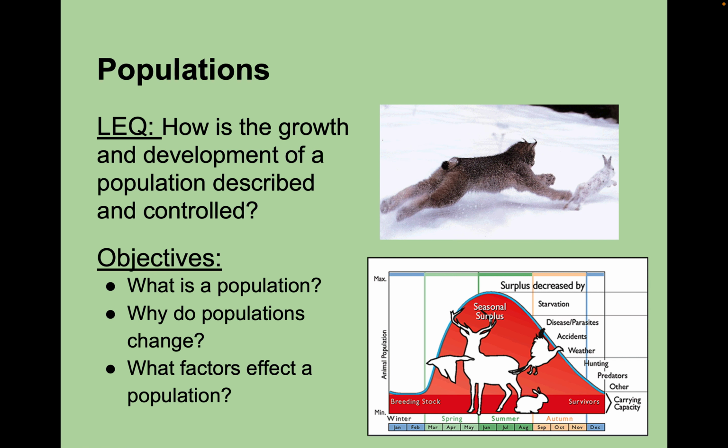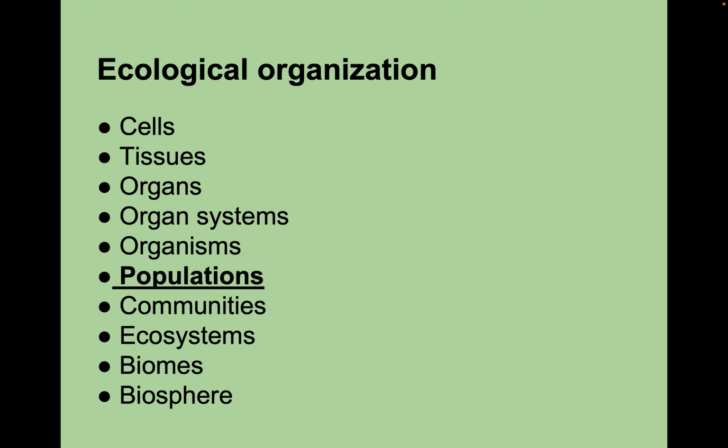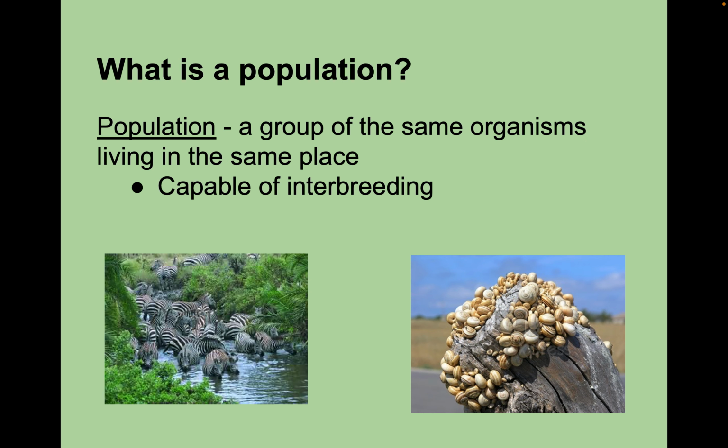Populations. Here we go. First up, a reminder of where we're at in the list of things that we did in our very first notes, where you listed all the different levels. We're looking just at populations today. We're going to have another day for all the other ones. A population is a group of the same organisms living in the same place, and they are capable of breeding together and making babies. Whether they choose to or not is something different, but they're capable of it.